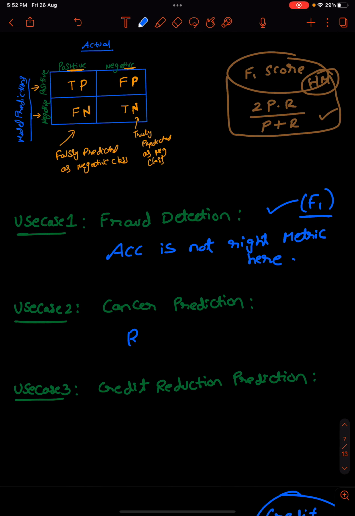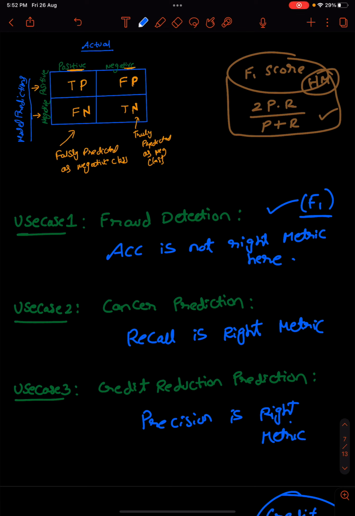In this use case, recall is the right metric. And in this use case, precision is the right metric to use to evaluate the performance of a model. So this is about the metrics and different kinds of metrics and when to use which kind of a metric. Thank you.